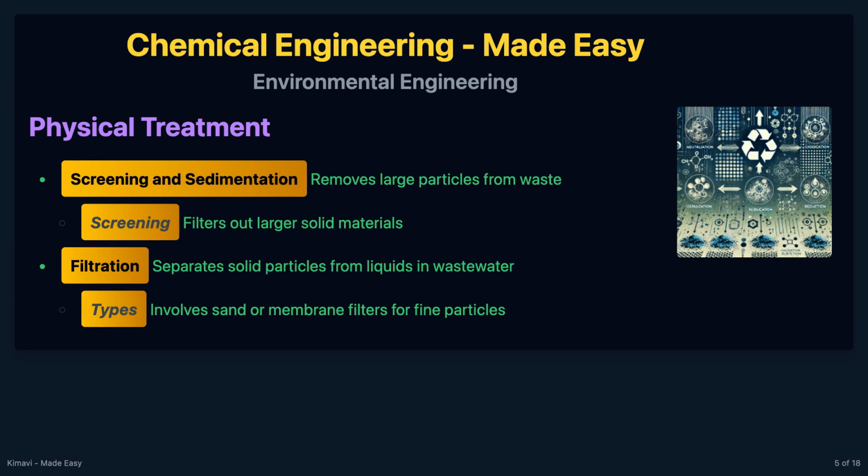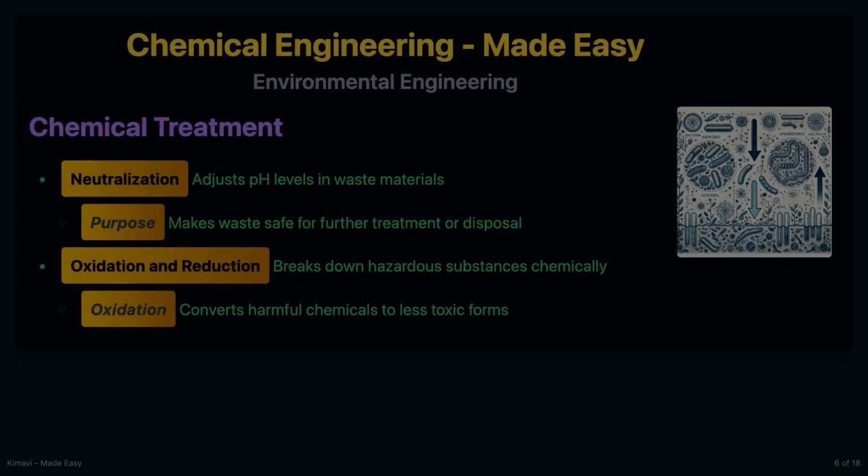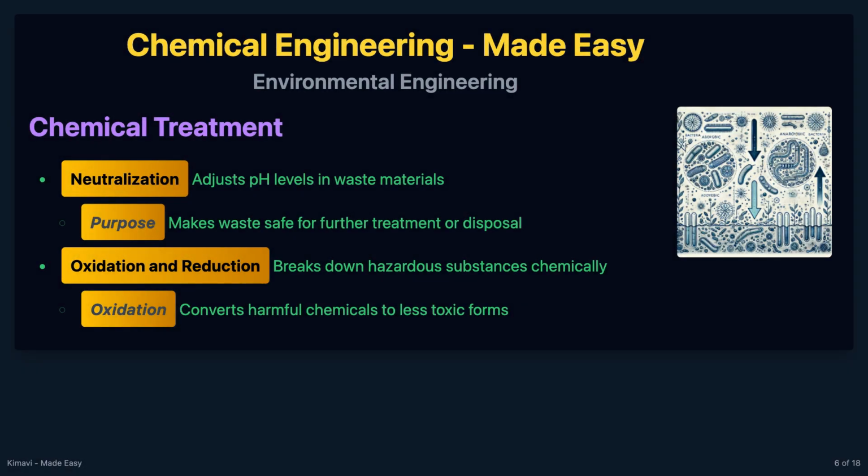Physical treatment includes processes like screening and sedimentation, which remove large particles from wastewater, and filtration, which separates solid particles from liquids. Chemical treatment involves neutralization, which adjusts the pH of waste to neutral levels, and oxidation and reduction, which are chemical reactions that break down hazardous substances.